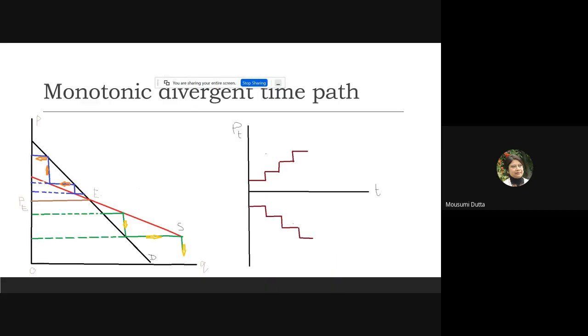So this is the case. If anyone has any question, please ask me. Please add P naught, PE, and you can add the horizontal axis. Actually, along the horizontal axis, we are measuring T. The solid black horizontal line is nothing but the equilibrium price PE. So mark the things accordingly.